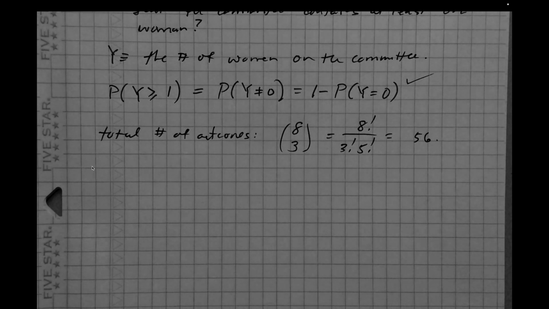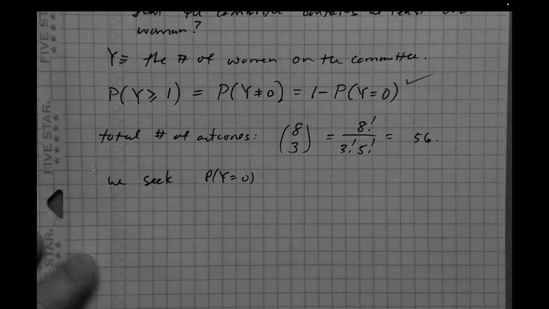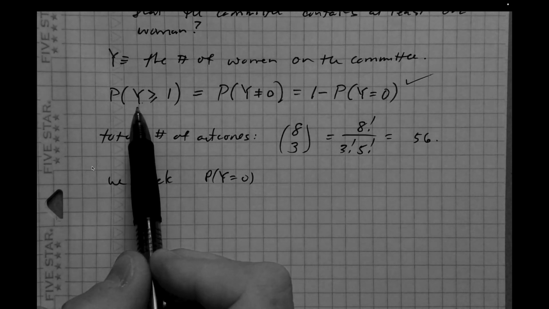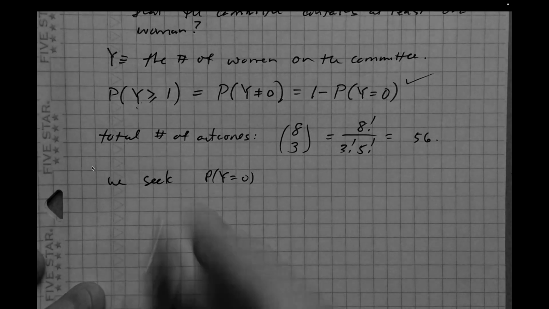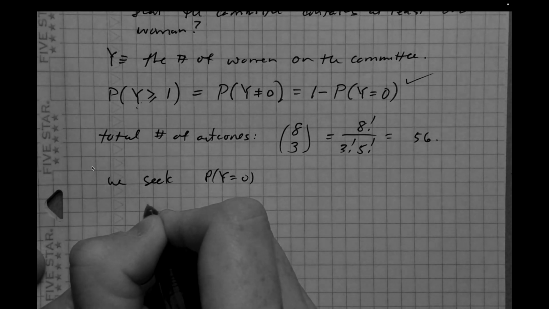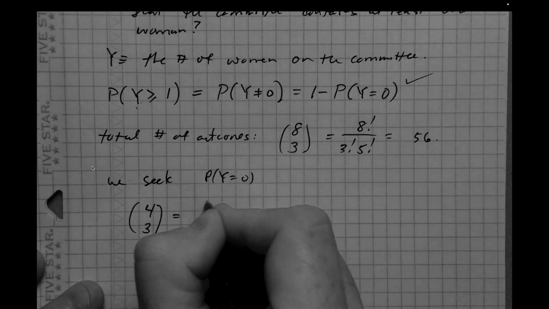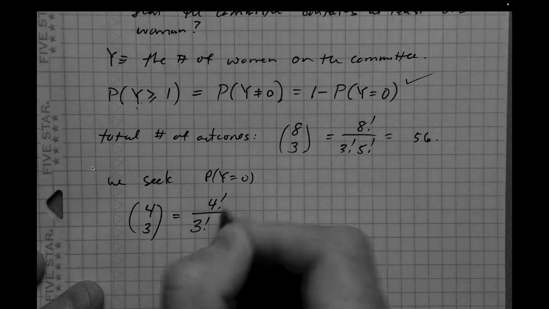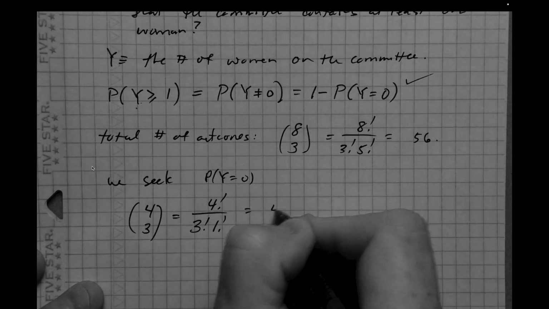So again, we're looking for the complement. Basically, we seek the probability that y is equal to 0, right? And our desired probability is 1 minus this. So we're going to look for this and then subtract it from 1. So we want to find the number of ways to select 3 men from 4 men. So I've got 4 men, and I'm choosing 3 of them. That's just 4 factorial over 3 factorial times 1 factorial. And of course, you'll see that that's just equal to 4.